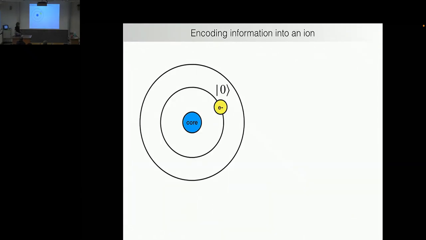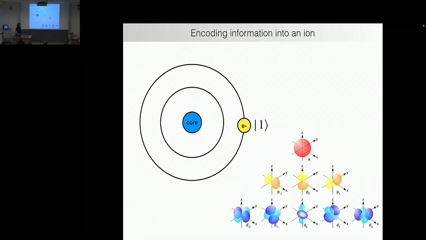But now, how do you use an ion to encode information? An ion is basically a core with an electron flying around. Maybe you remember from chemistry, there are several orbitals that exist, and the electron can be in those orbitals. So I draw these as a circle. For example, this would be an s orbital, and I would say this is a zero, and if the electron happens to be in the other orbital, I will say it's a one.